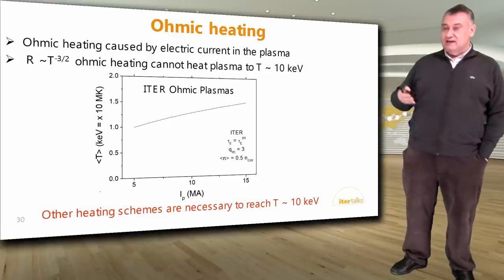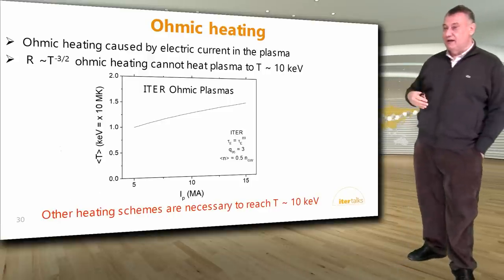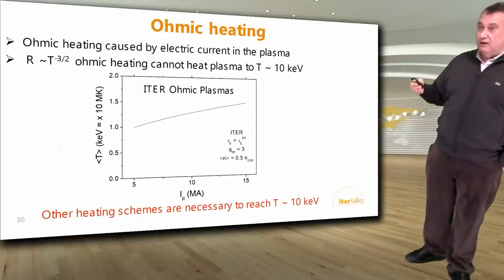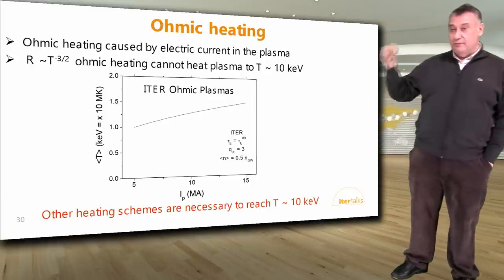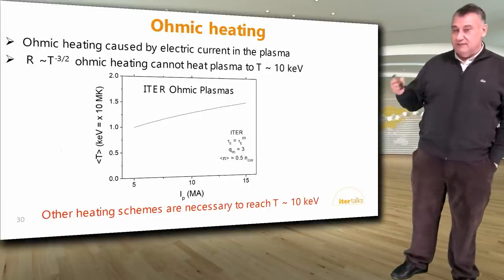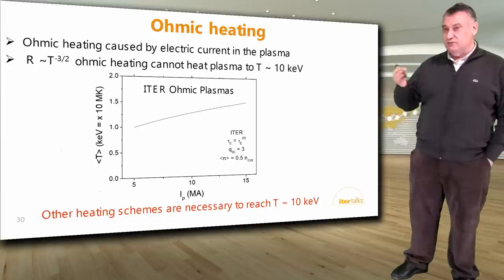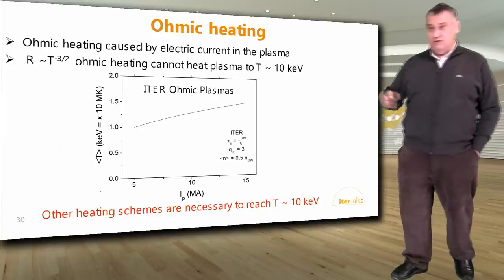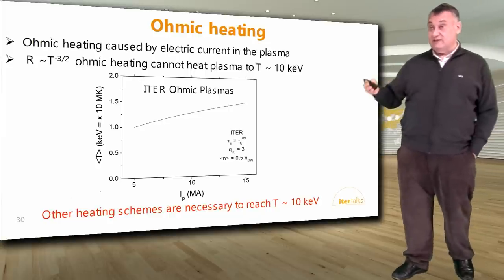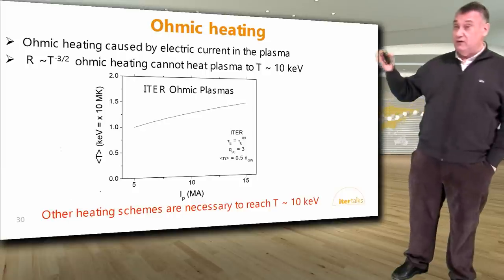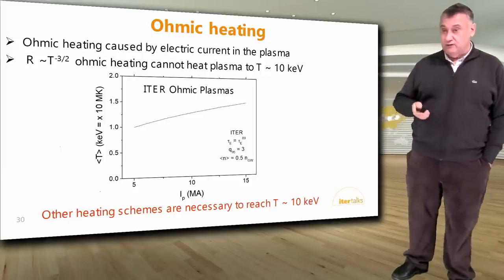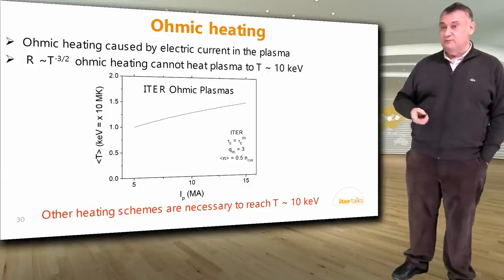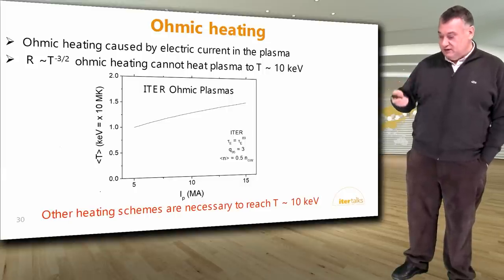So, as I said, ohmic heating in a plasma, because of the feature of the Coulomb collisions, is not very effective. In fact, in ITER, even operating at maximum current, the plasma temperature that we would achieve on average would be a few kilo electron volts, which is not large enough compared to the 10 kilo electron volts, or 100 million degrees, that we have to achieve at least to get fusion. So we need other schemes to heat the plasma to these very high temperatures.